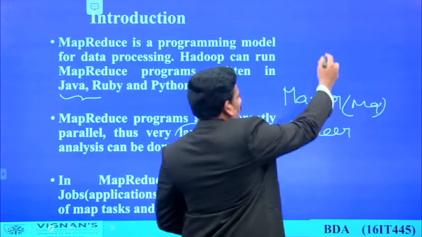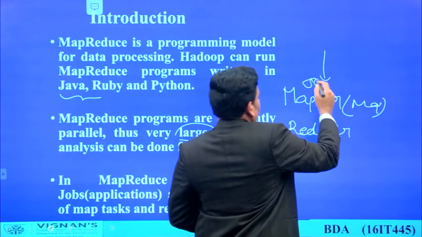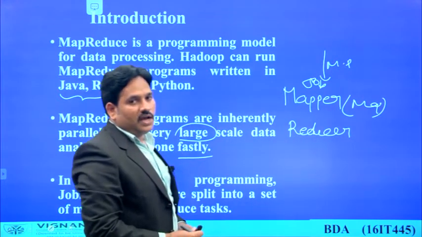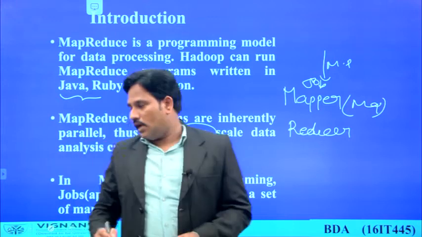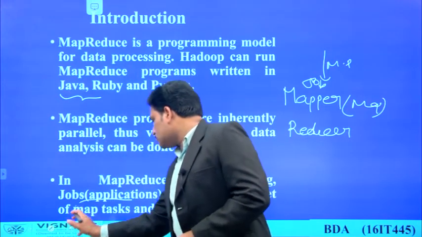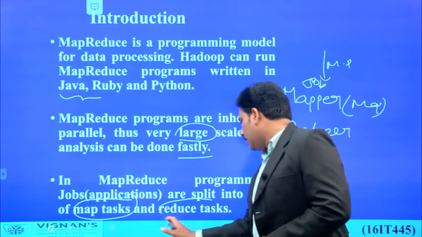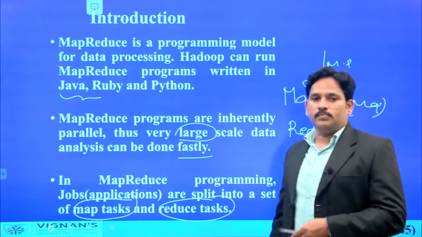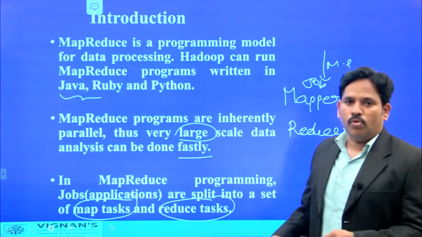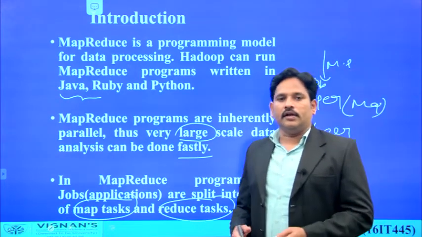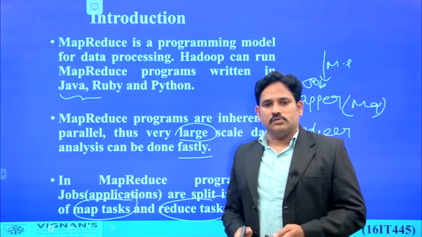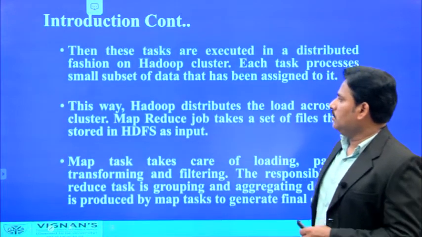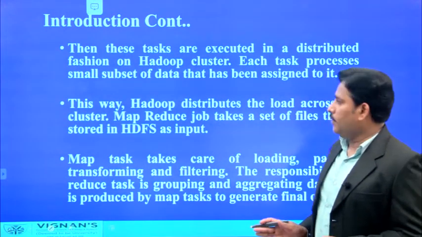Whenever a job is assigned to MapReduce, it will split the job into tasks and assign the tasks as map tasks and reduce tasks. That means whatever job has been assigned to the MapReduce module, it will split into two parts, mapper parts and reduce parts. Now we will see how these tasks are going to be executed.